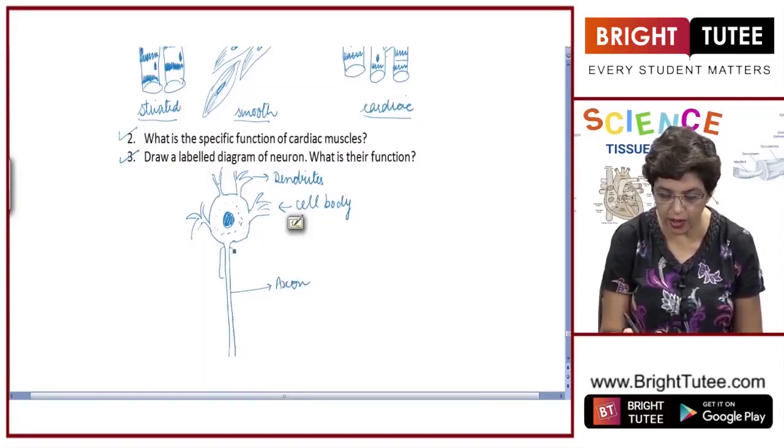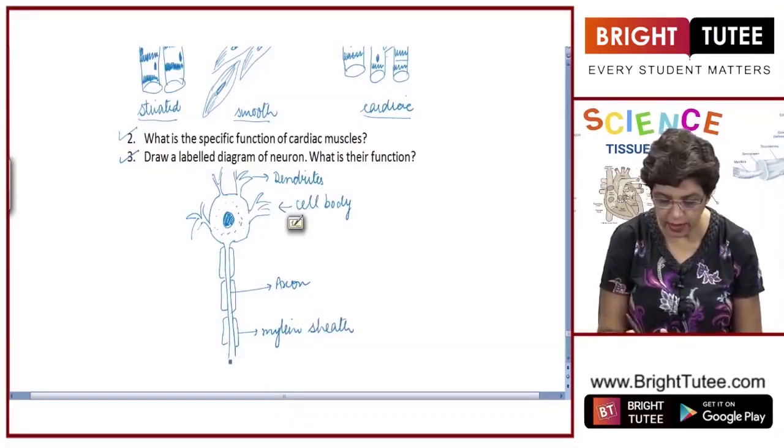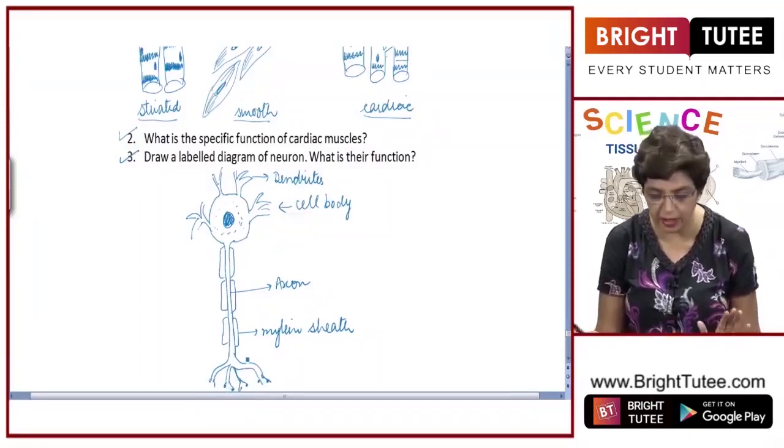The axon is usually covered with a protective sheath, which is the myelin sheath. The myelin sheath is not continuous. There are gaps in between. Then at the end, the axon has tiny projections. It breaks into branches. These are called nerve endings or axonal endings. So this is a typical nerve cell.